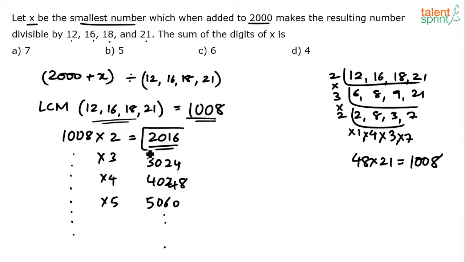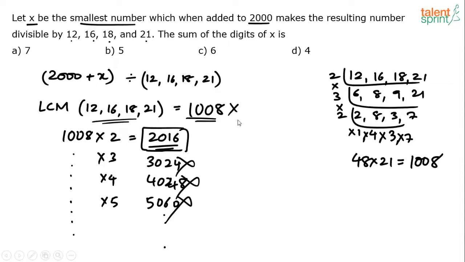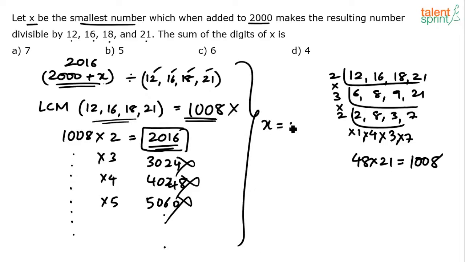But my focus is going to be on 2016 because I am looking at adding something to 2000. So I am looking at a number which is in the range of 2000. So 3024, 4048, 5060, all these are not of my interest. 1008 is also not of my interest. But of course, 1008 as a base is required because only from 1008 will we be able to arrive at 2016. Now, I know that 2016 is a number which is divisible by 12, 16, 18 and 21. So this 2000 plus x is actually 2016. So can I say x is equal to 16? I can conclude that x equals 16, right?